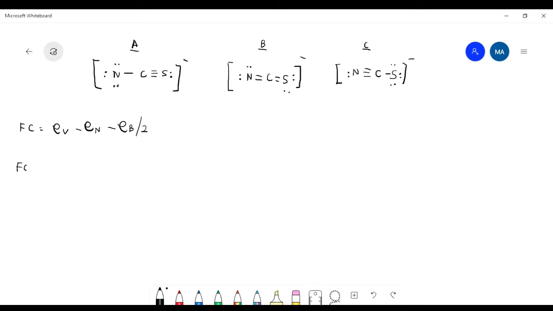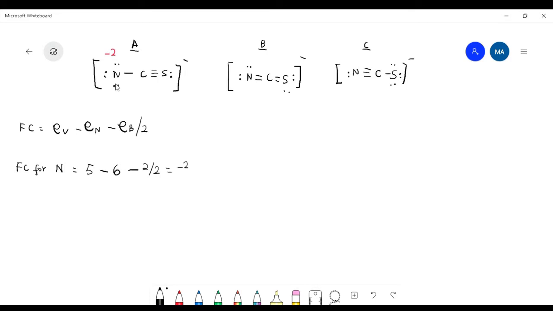So FC for N here: the valence electrons for nitrogen is 5, and then the non-shared, or non-bonding, or lone pair electrons, we can count here 1, 2, 3, 4, 5, 6. And then if we look at the bonded electrons, this bond here has 2 electrons, so 2 divided by 2 equals 1, minus 1, it is minus 2. So in this case, nitrogen is minus 2.